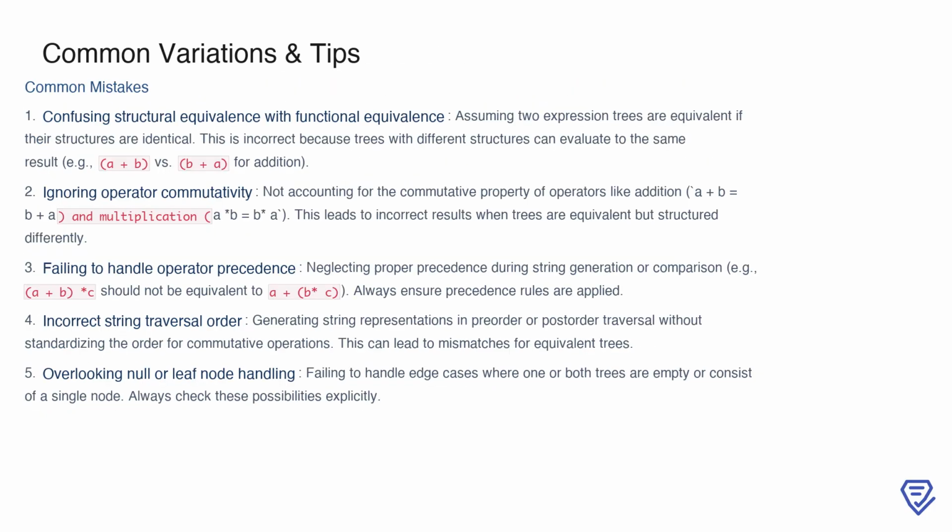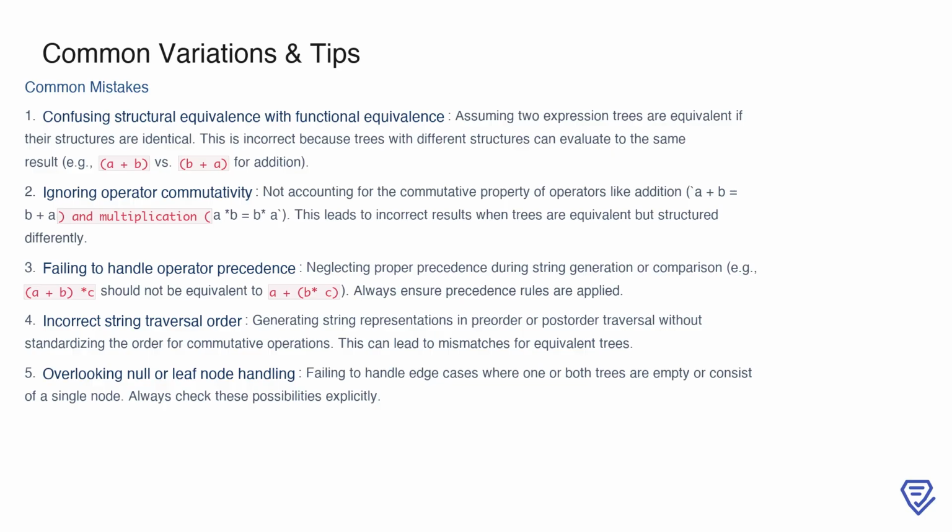When working with expression trees, there are several common mistakes to watch out for. First, it's important not to confuse structural equivalence with functional equivalence. Two trees can have different structures but still evaluate to the same result, like A + B and B + A, in the case of addition. Similarly, the commutative property of operators like addition and multiplication means that the order of operands doesn't always matter. Failing to account for this can lead to errors when comparing trees.